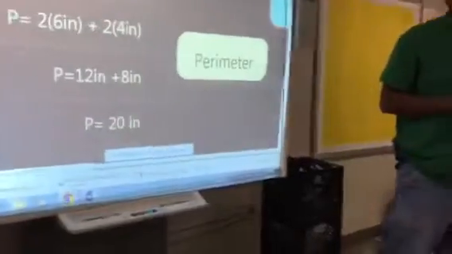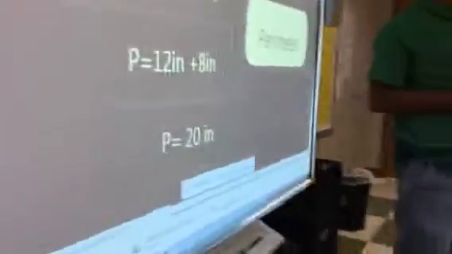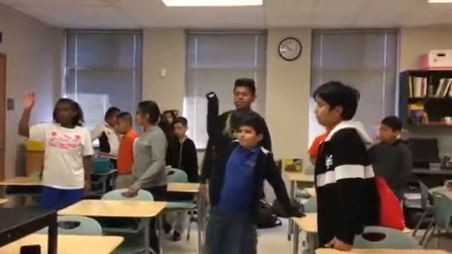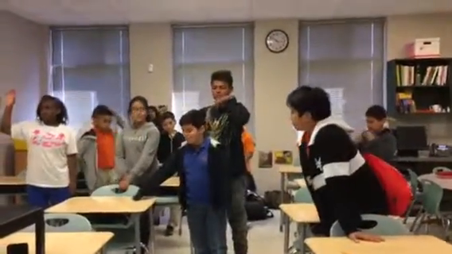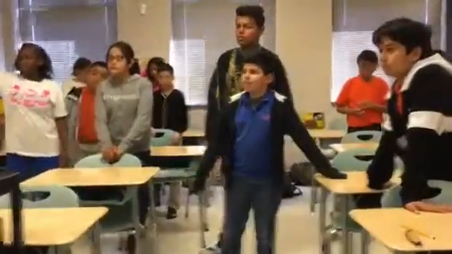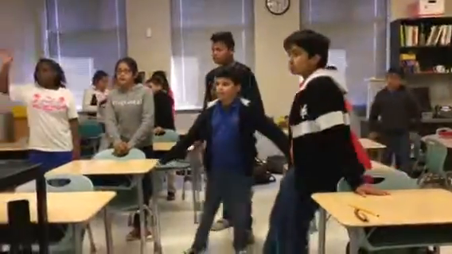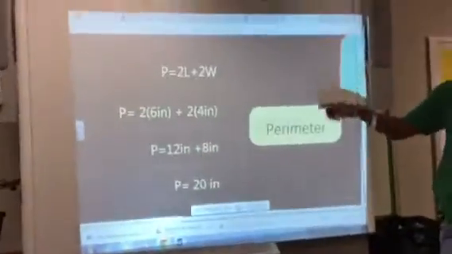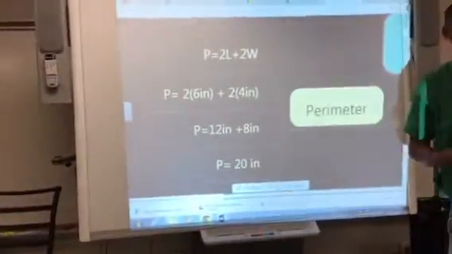Does anyone have a different way to find it? I see some crab hands. Anybody have a different way? Come on, Jason. L times 2 and W times 2. Okay, yes. I was thinking that we could also just go around the outside and count how many squares we have, all right?